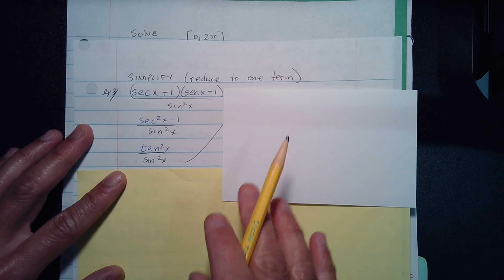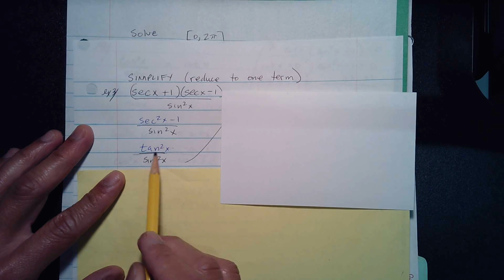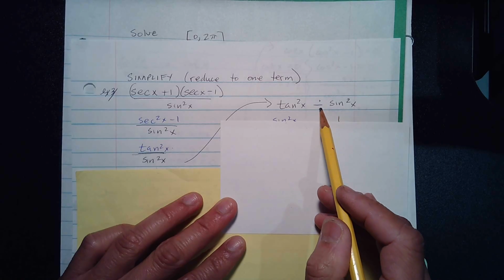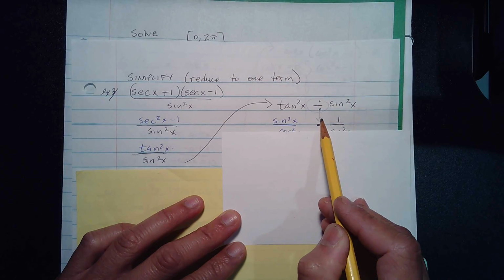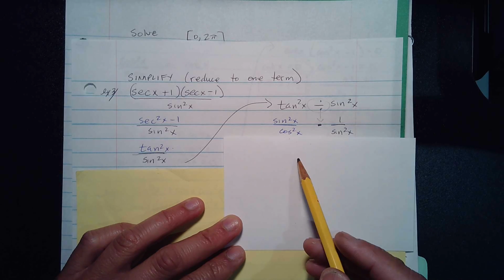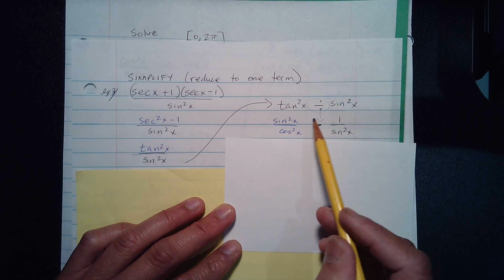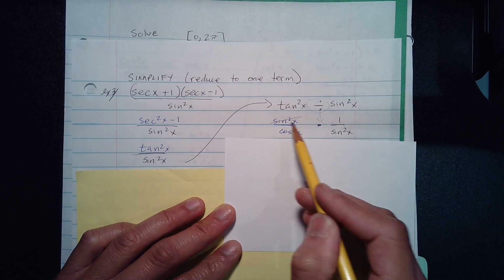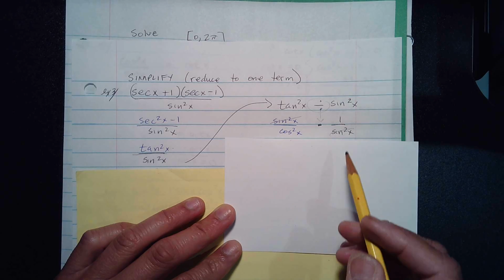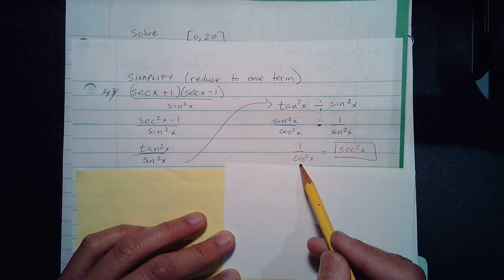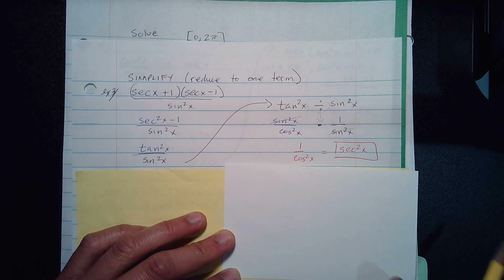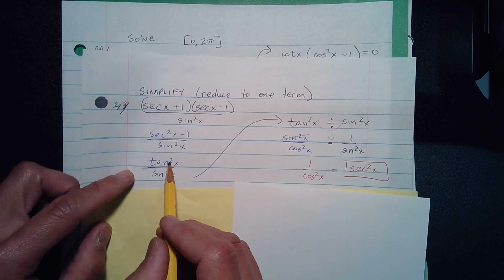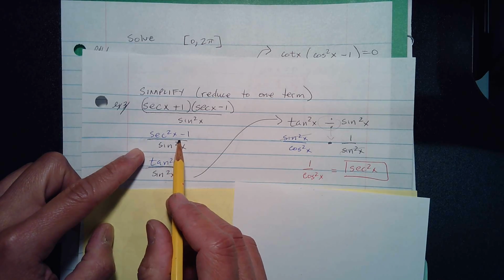I'm going to rewrite this, this means division, so I'm going to write it horizontally. Tangent squared x divided by sine squared x. Change division to multiplication, take the reciprocal, from elementary school when you divide fractions. We know tangent squared is equivalent to sine squared over cosine squared. These sine squareds reduce to 1. We just have 1 over cosine squared x, and 1 over cosine squared x is secant squared x. So that's example 3.